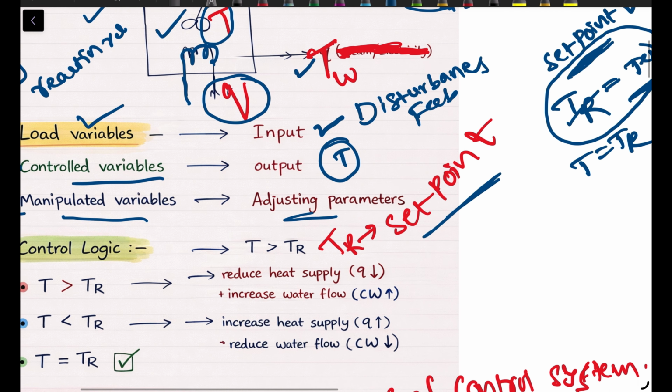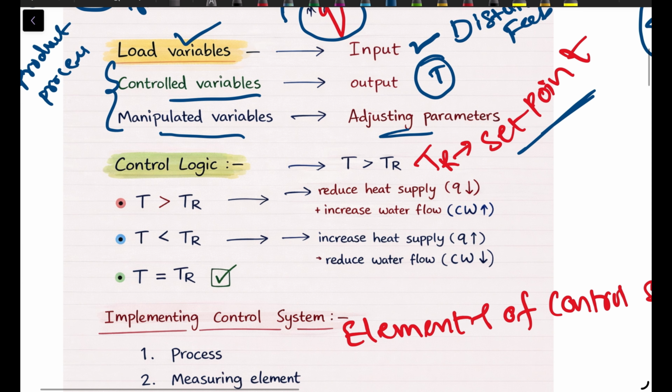Now let's see the control logic here. It's very, very important. Let's go for case 1. What is case 1? If the reactor temperature becomes greater than the set point, that's T greater than TR, then what will the control do? Reduce the heat supply.